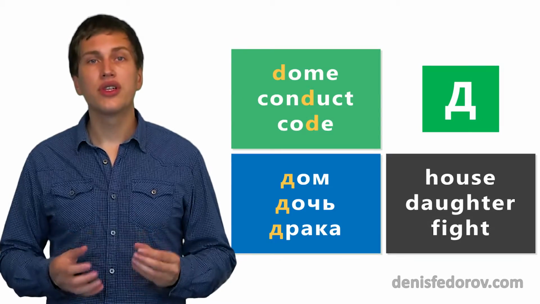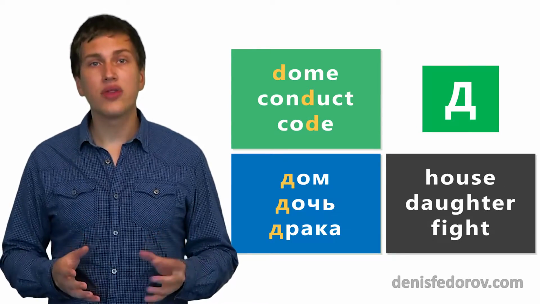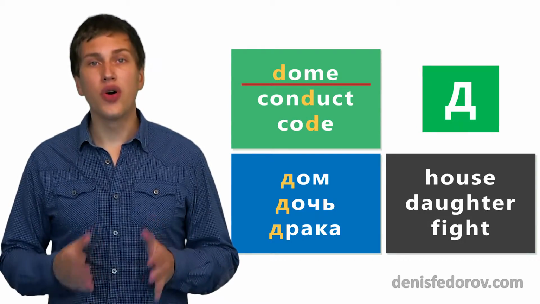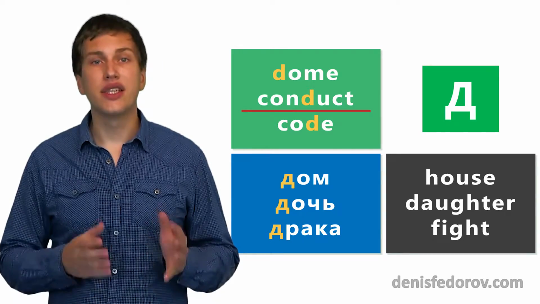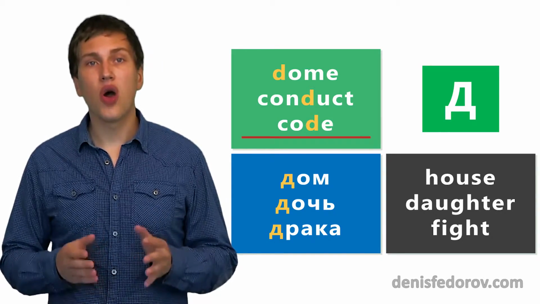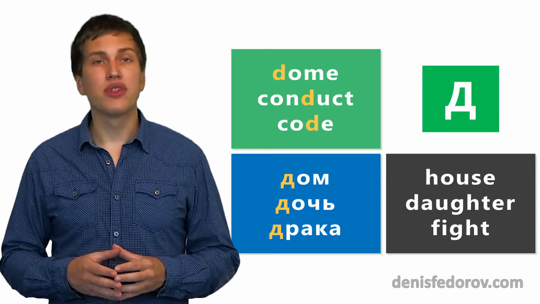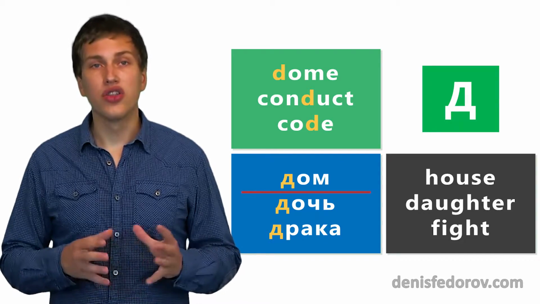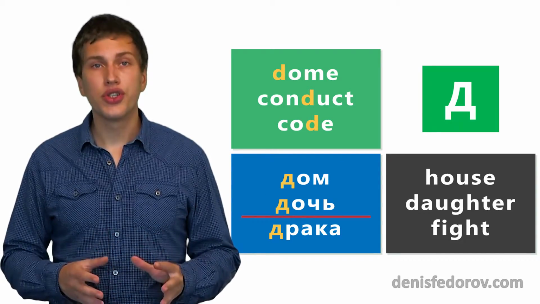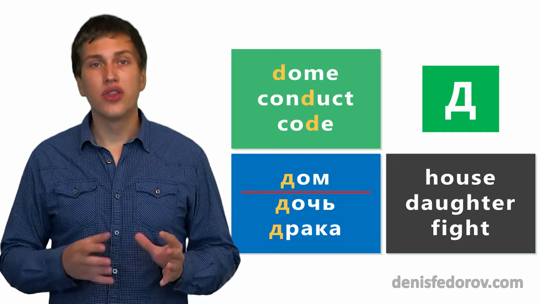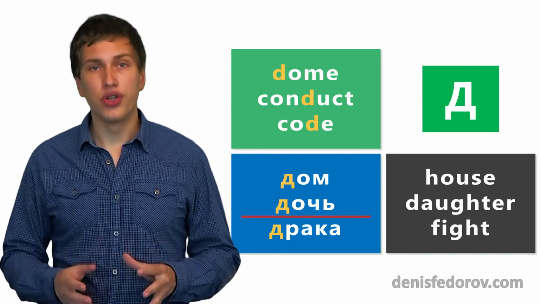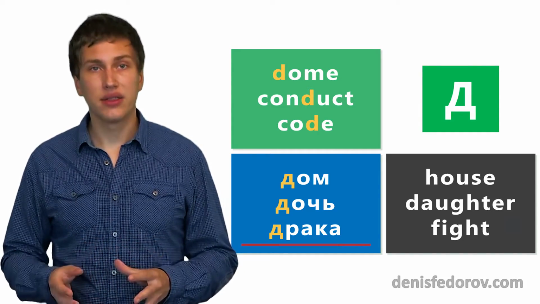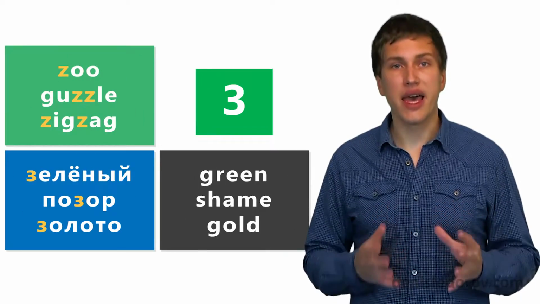The letter D. It sounds as D in dome, D in conduct, D in code. The Russian examples for D are дом, дочь, драка. The letter Z.